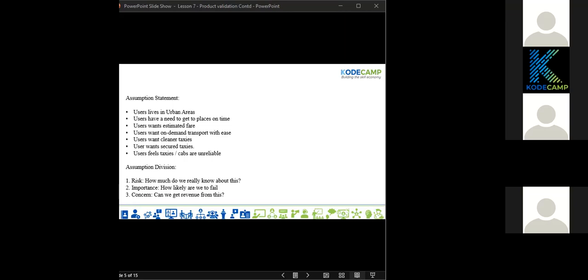So, user wants secure taxis. It is something you know. But at this point, is it very important? No. It's not something you have to focus on because your product will answer to that. Do you understand what I'm saying? Your product is already answering it because you are in a vehicle, in a car, it's secured. You already have, like someone explained, the fact that if anything happens to you, a company is liable for that and the rest.